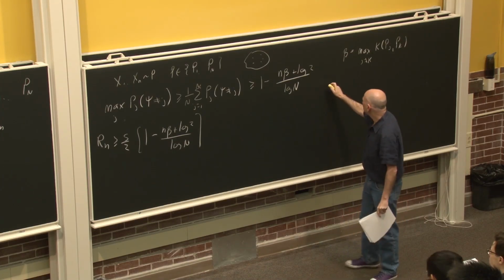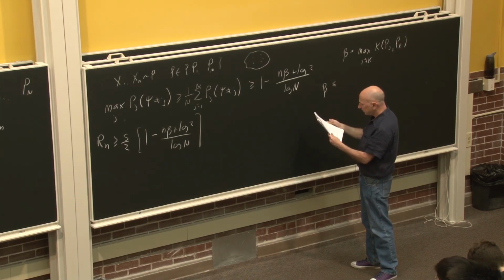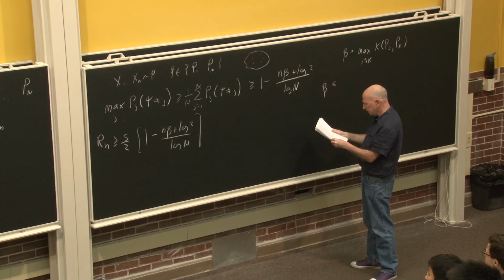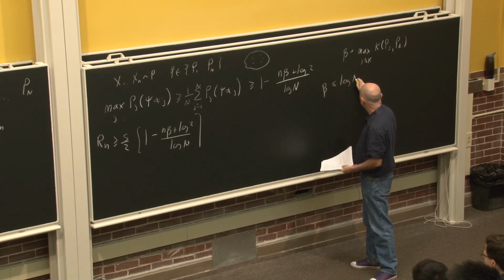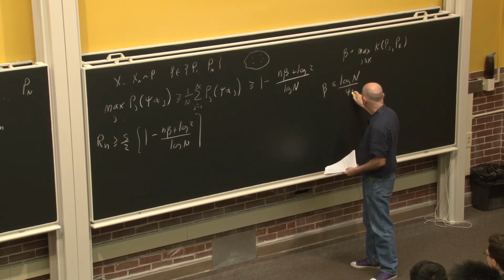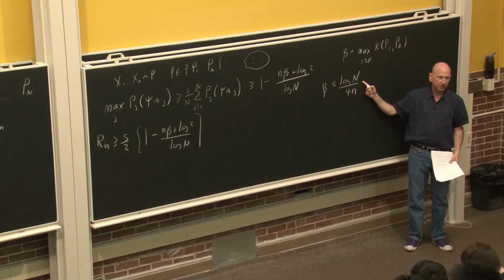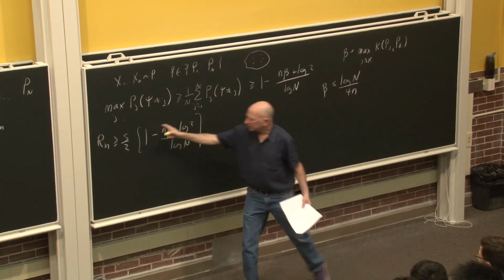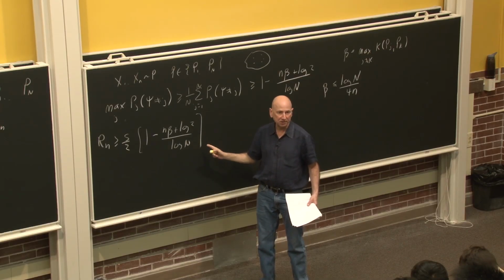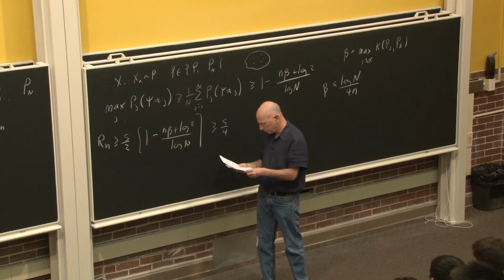Now we're going to pick it so that beta, this maximum distance, is less than or equal to this. So it's just like before, 1 over n, except now the log number of distributions comes in. And you can check, if I do that, that this is bigger than or equal to a half. I chose beta so that this is bigger than or equal to half. So that gives me a lower bound of S over 4.